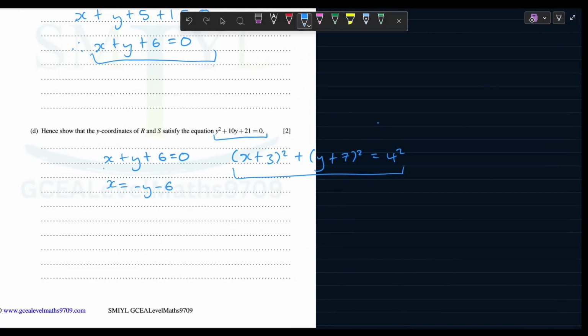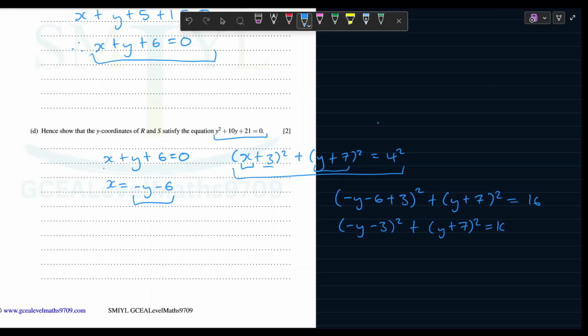Then we can substitute into the equation of the circle. So if we do that, replace this x with -y -6, so -y -6, then we've got plus 3, and this is squared, then we've got plus y plus 7 squared is equal to 4 squared, which is 16. And so this is -y -6 plus 3 is -3 squared, plus y plus 7 squared is equal to 16.